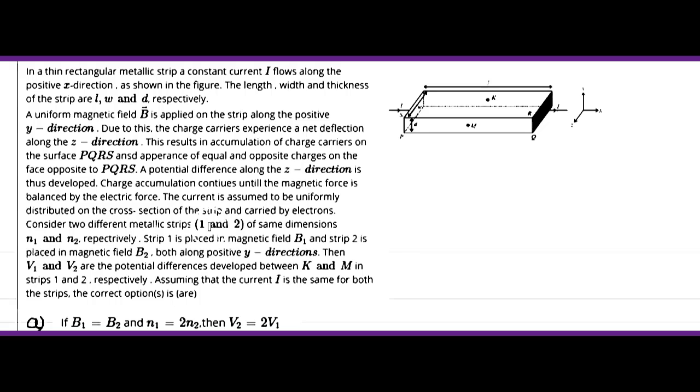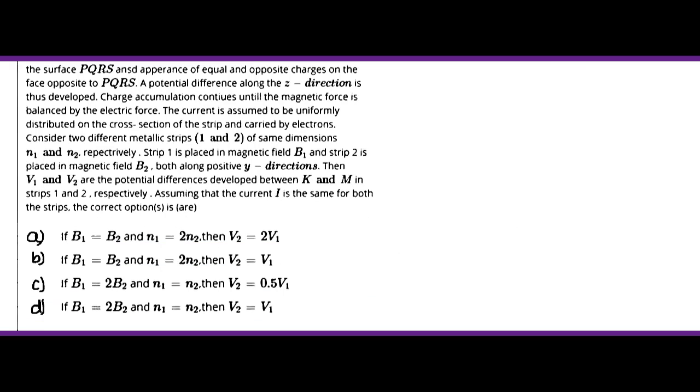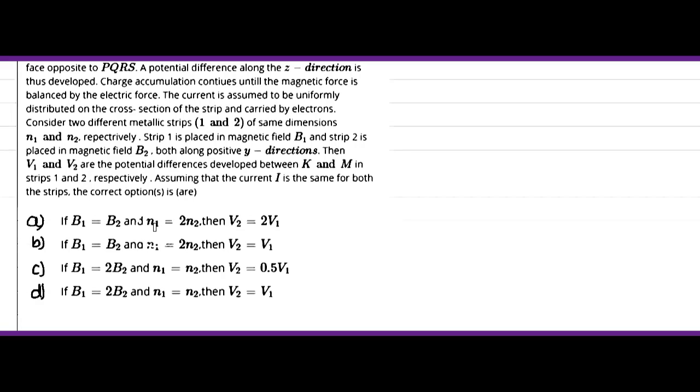Now we need to consider two metallic strips 1 and 2 of the same dimension, with electron densities N1 and N2 respectively. Now strip 1 is placed in magnetic field B1 and strip 2 is placed in magnetic field B2, both along the y direction. Then V1 and V2 are the potential differences which are developed across K and M in strips 1 and 2. So this is our K, this is our M, along which the potential differences are appearing. Now, assuming that the current is the same for both strips, we need to match what is the correct option. And the options are regarding the magnetic field value, the N value, and the voltage value.